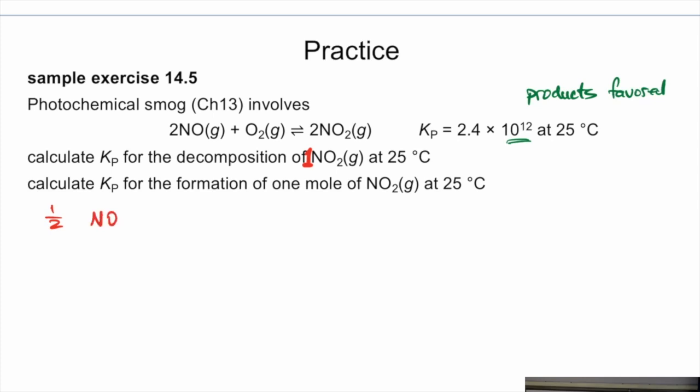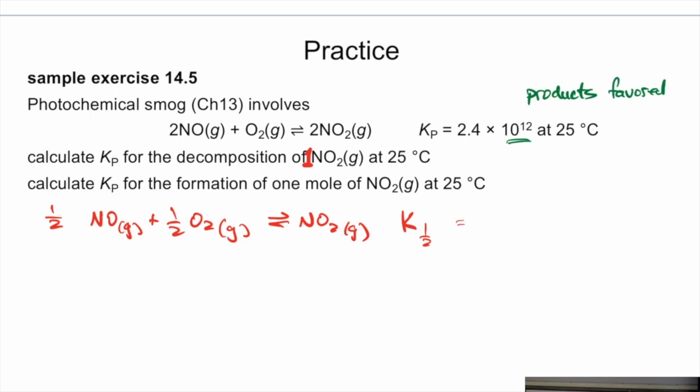So that's going to be NO gas plus 1/2 O2 gas goes to NO2 gas. So what's the K going to be for this? So K 1/2. What's that going to be? You have to go back and think about the rules. We're cutting it in half, so we raise it to the exponent of whatever factor we scaled this reaction by. And that factor is 1/2.